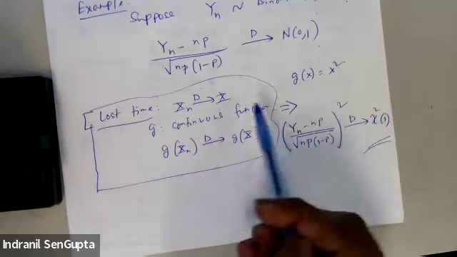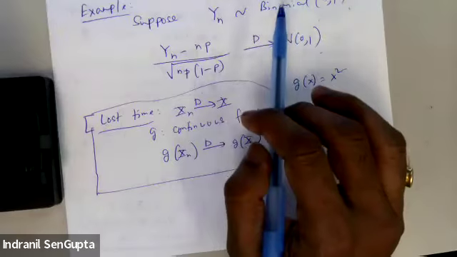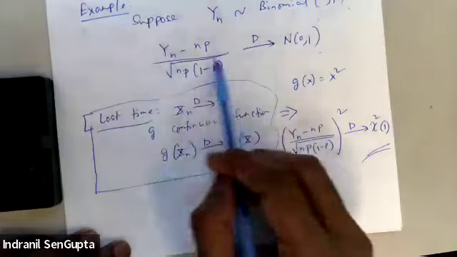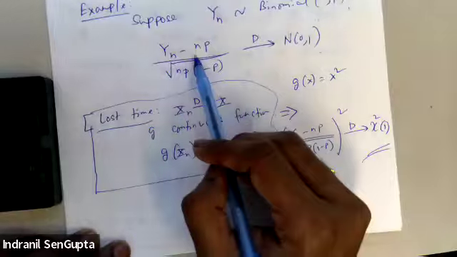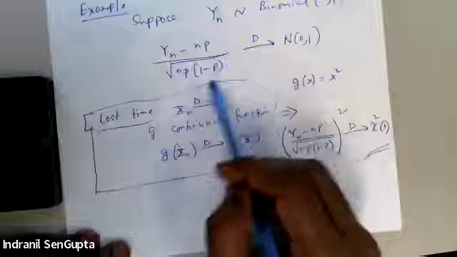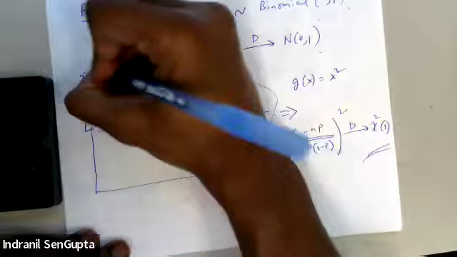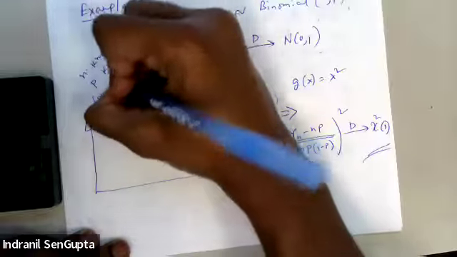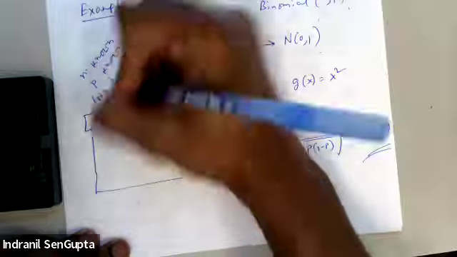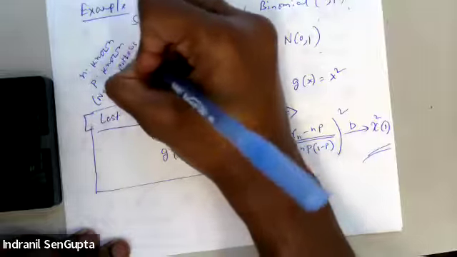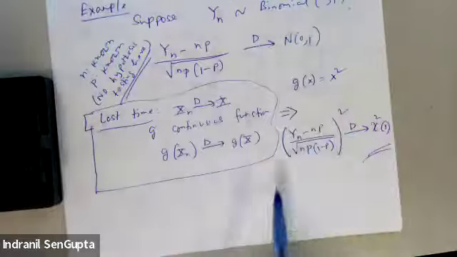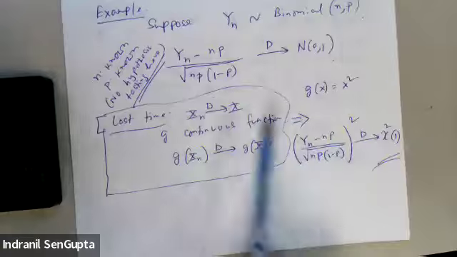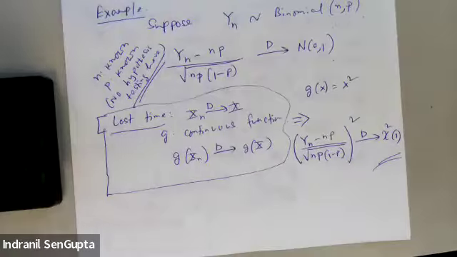Now, please note that we're not doing any hypothesis testing here. For this binomial distribution, we already know what n is and what p is. So n is known, p is known, so there is no hypothesis testing here. All we are saying is that this is going to the standard normal, so its square is going to the chi-squared, and we know that from all the previous theorems.